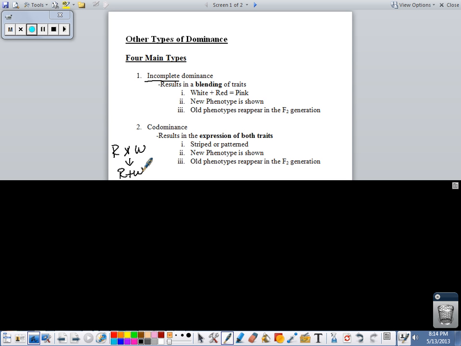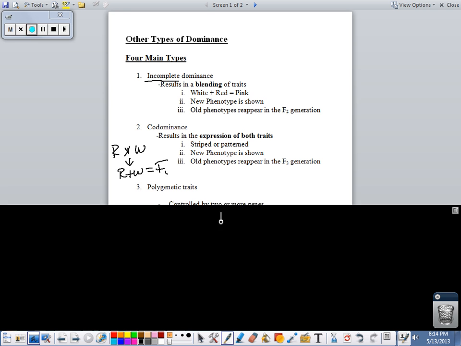You take the red and the white and you cross them, they're all a mixture. None of them are red, none of them are just white. They're both red and white. That's an F1 though. If we took the F1s and we crossed them, we'd see in the F2 generation, the red would reappear, the white would reappear, but also you'd have some that are both red and white. That's codominance. A couple more here.